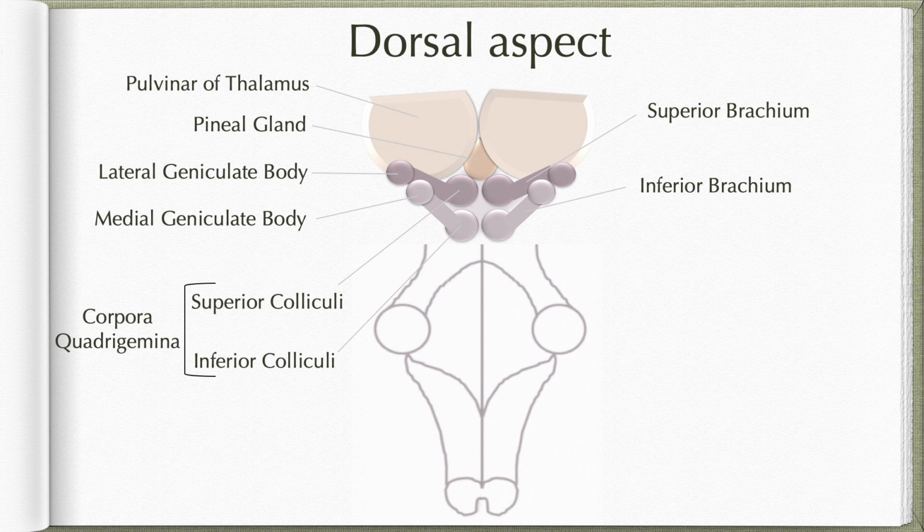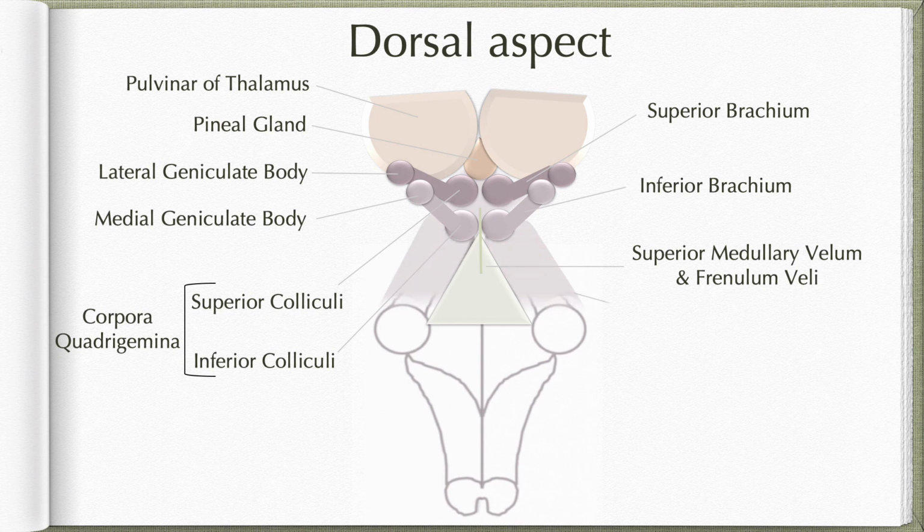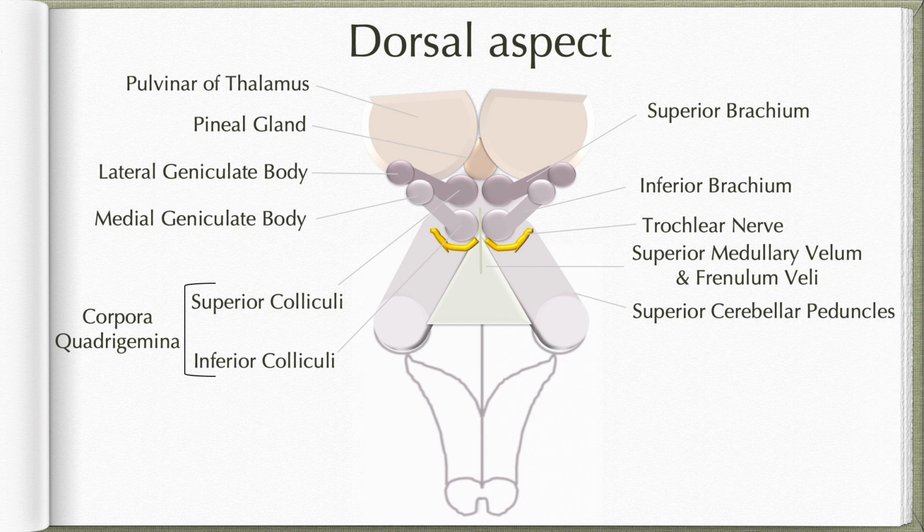Now, below the inferior colliculi, we find a thin sheet of white matter known as superior medullary velum. It is raised to form a fold along the midline known as frenulum veli. This superior medullary velum connects the two-sided superior cerebellar peduncles. Superior medullary velum goes on to form the roof of the upper half of the fourth ventricle. Just below the inferior colliculi, on either side of the frenulum veli, the trochlear nerves exit. These are the only cranial nerves which are exiting on the dorsal aspect of the brain.